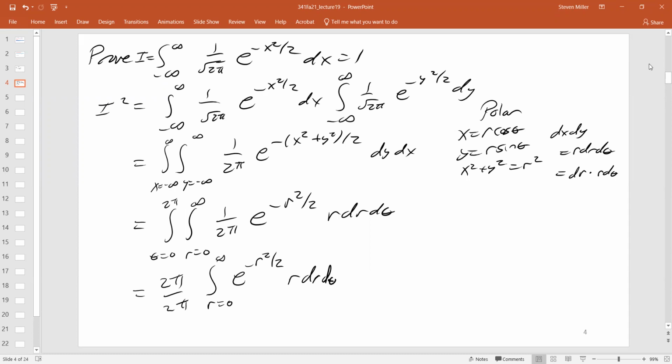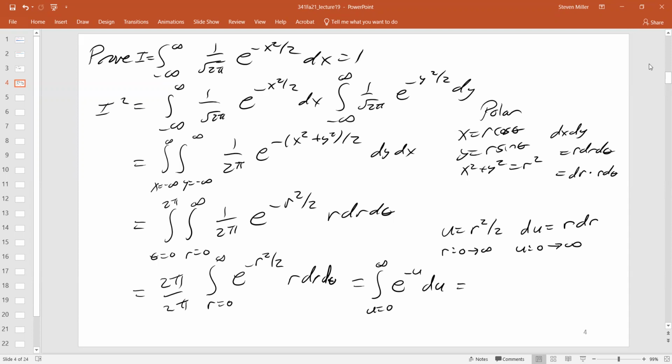You know, if you want to do a change of variables, if you want to do a u substitution, let u equal r squared over 2, and then du is going to be r dr. As r goes from 0 to infinity, u goes from 0 to infinity. So this just becomes the integral u goes from 0 to infinity, e to the minus u du, which is just e to the minus u. The minus sign flips the order of integration when we evaluate, and we just get 1.